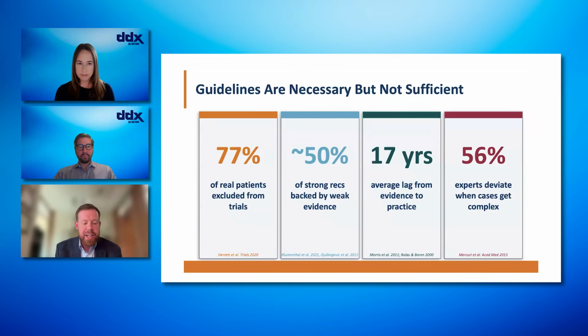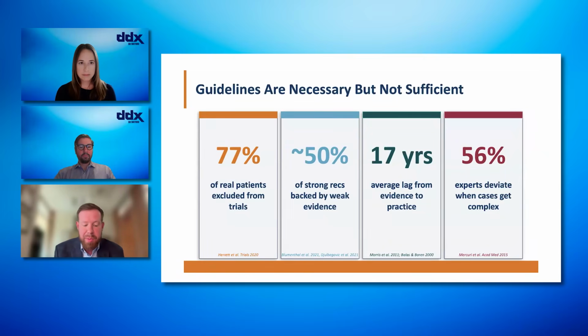So you see in the first here that 77% of real patients would have been excluded from trials that these guidelines are based on, right? So there's not kind of this one-to-one pattern matching from the trial to our patient, which I think we know well. This was demonstrated across 300 or so trials, so extensive data set. Next, about half of the strong recommendations you see in clinical practice guidelines are based on low quality evidence. And there's a 17-year average lag from evidence generation to routine clinical practice.